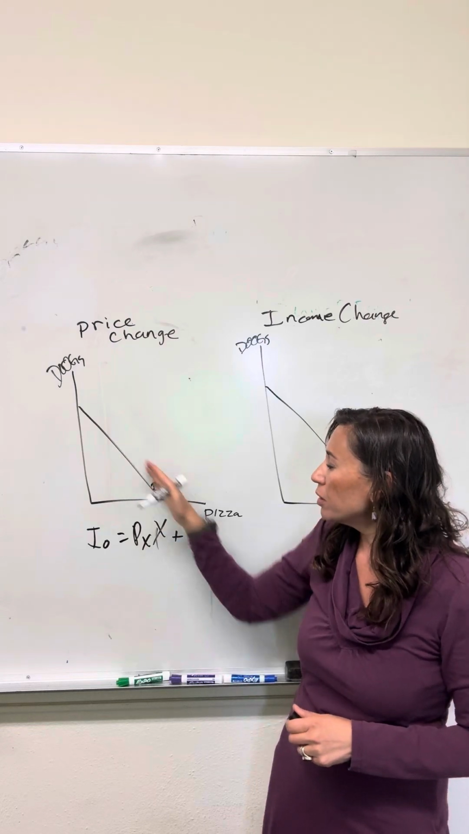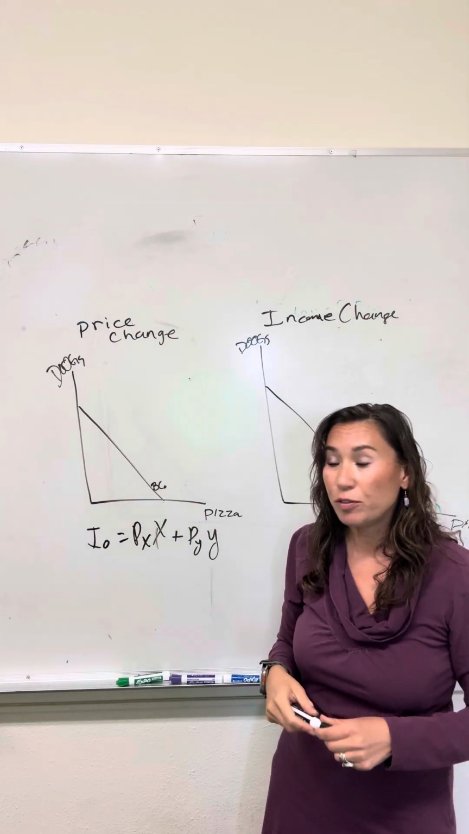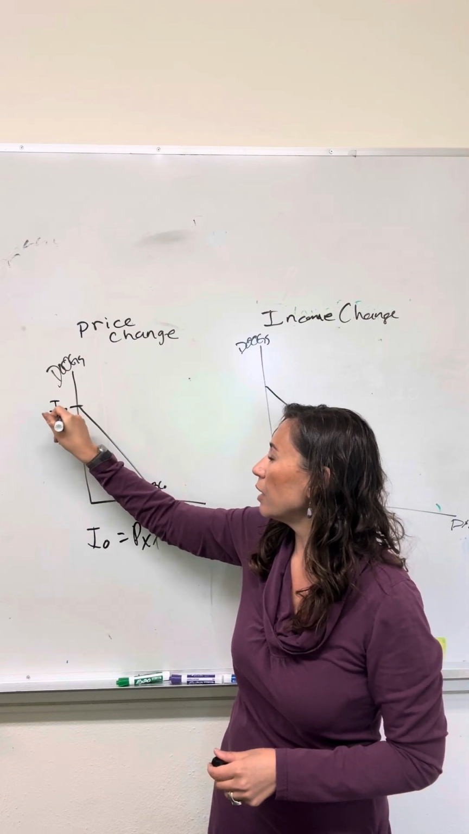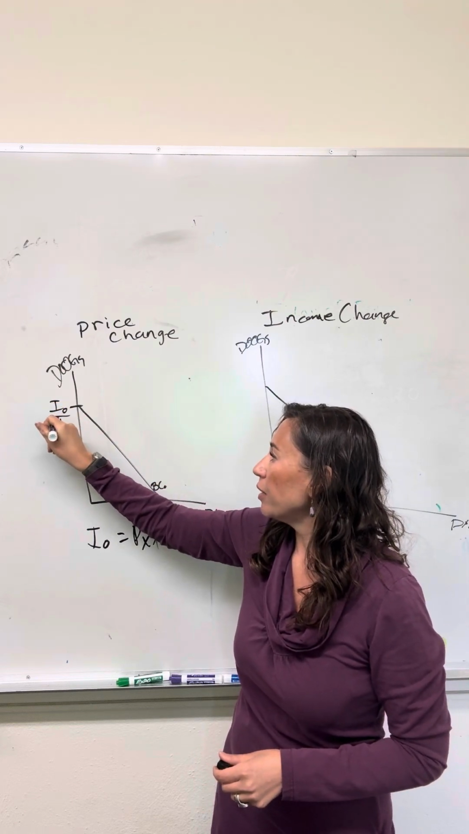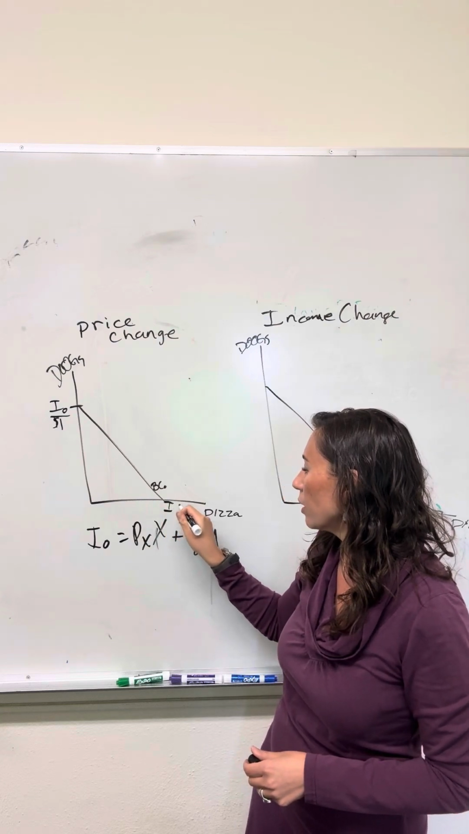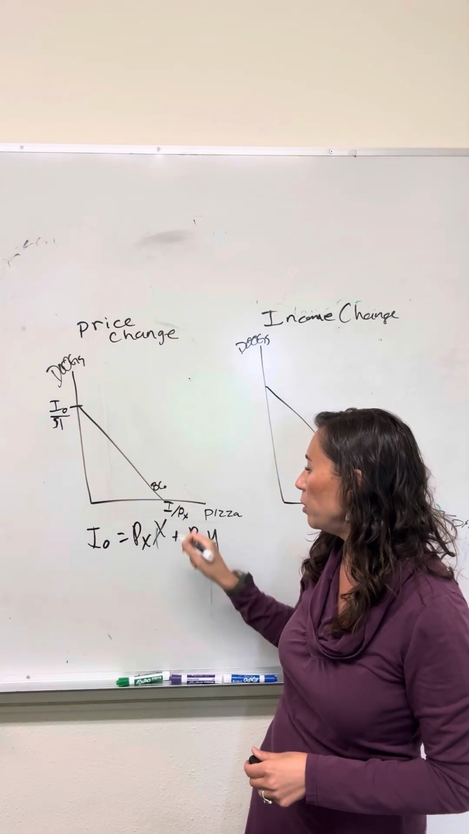And so the shape of this budget constraint is dependent on if you spent all your money on dues, that initial income, divided by, in this case, the $1 price, or if you spent all your money on pizza, that initial income divided by the price of pizza.